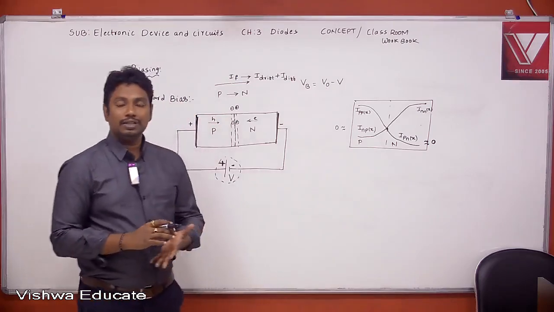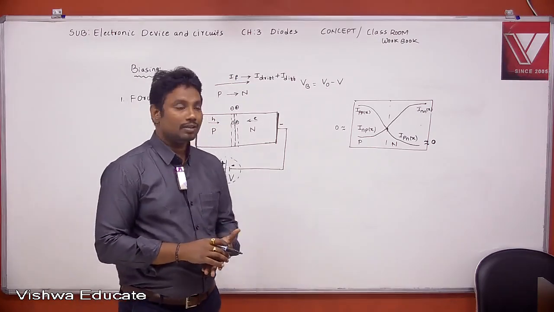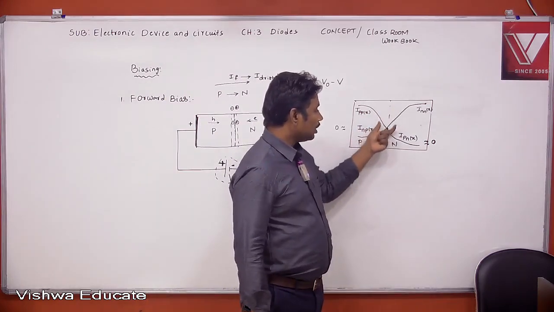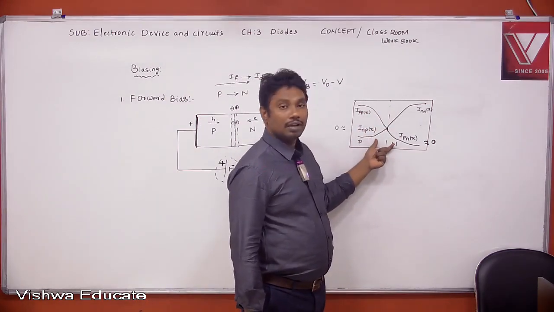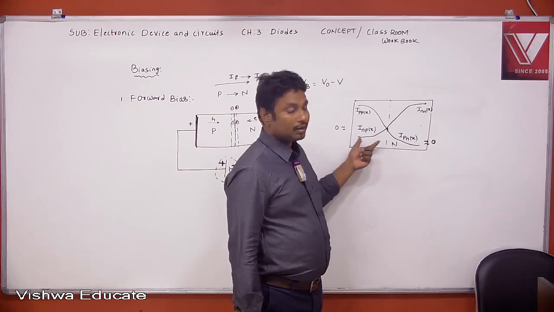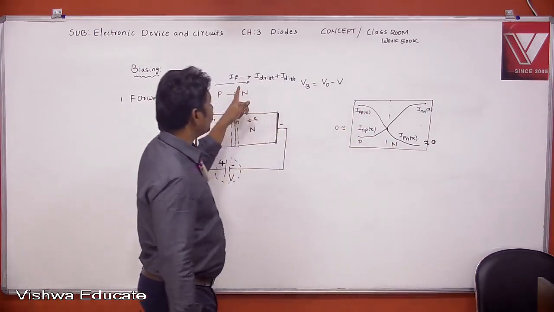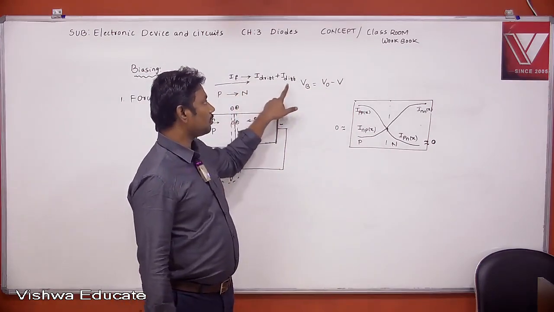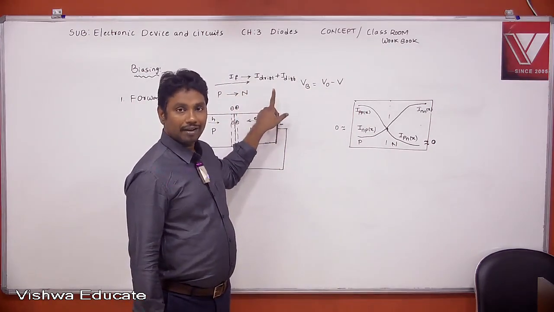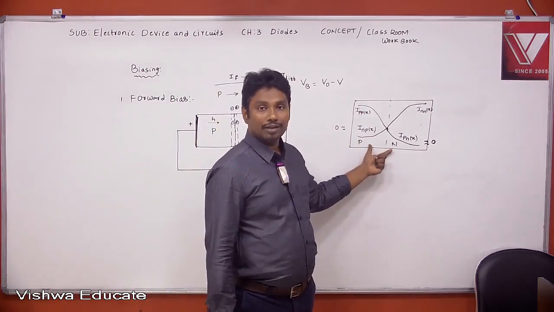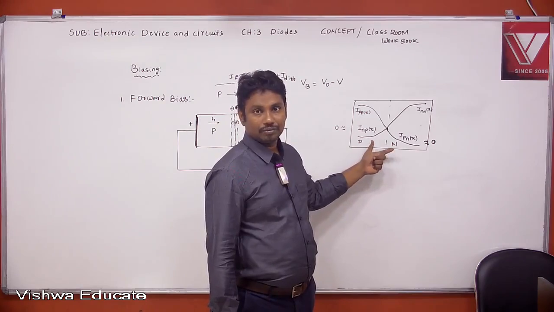When the PN junction is operated in forward bias, what is the dominating current across the PN junction? The dominating current across the PN junction is diffusion current, and the drift current is almost negligible. But what I told previously, the forward current is due to both drift plus diffusion. Both mechanisms are involved, but the dominating one is diffusion, right?